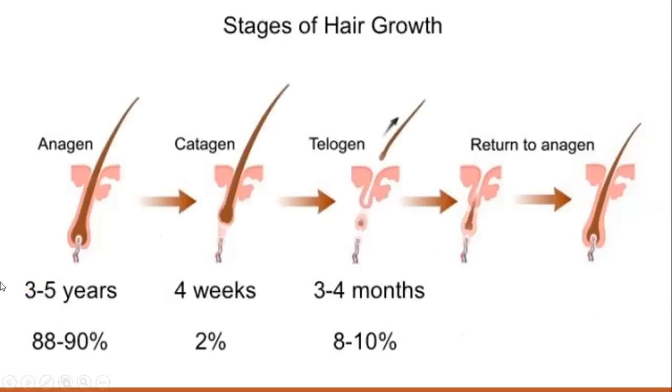So in a scalp, the anagen phase usually lasts 3 to 5 years, and 88 to 90% of hairs are in anagen phase. Then the resting phase or catagen phase lasts for 4 weeks, and 2% of hairs are in catagen phase. Then telogen phase lasts for 3 to 4 months, and 8 to 10% of hairs are in telogen phase. Then from the telogen phase, there is again return to the anagen phase.